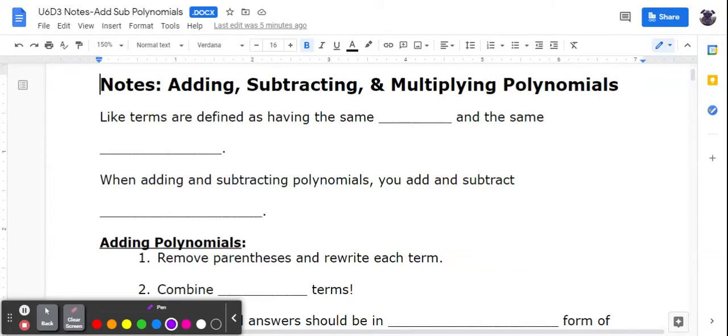Hey everybody, today we are going to be taking a look at some of the polynomial operations by adding, subtracting, and multiplying the polynomials. So let's go ahead and get started.